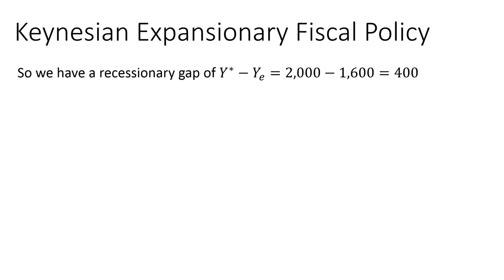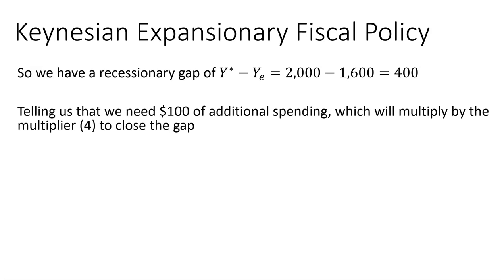of $400. Again, I said full employment output and income is $2,000. Equilibrium output and income is $1,600. So the gap is $400. What this tells us then is that we need $100 of additional spending, which will then multiply through by 4 to close the gap in output and income.